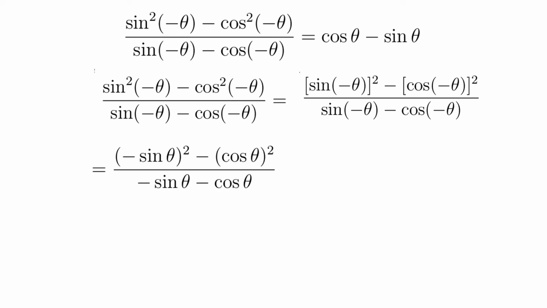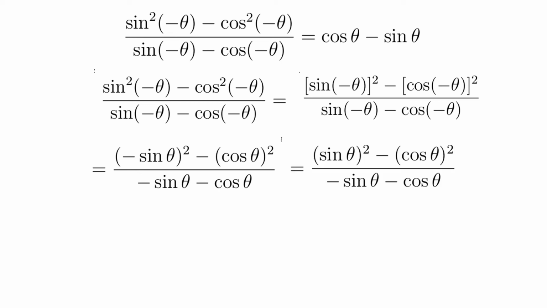We replace sine of minus theta with minus sine of theta, and cosine of minus theta with cosine of theta in both the numerator and the denominator, taking advantage of the fact that we know that the sine of an angle is an odd function and the cosine of an angle is an even function. When we square minus sine of theta, we get sine squared of theta.